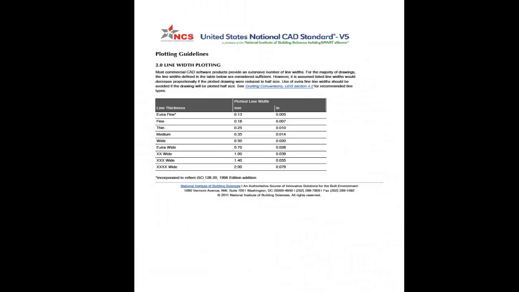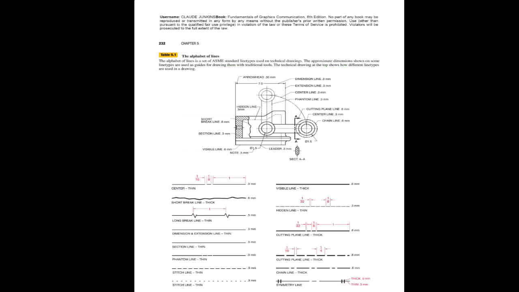This is our United States National CAD Standards, version 5. Yes, we actually have National CAD Standards. And they give us plotted line widths in millimeters and inches for extra fine through quadruple X wide. And some of these things you can pull up and find them online, but we can create our own standards too that follow this guideline, but it's not something that we need to be too obsessed with, but we will follow it to a certain extent.